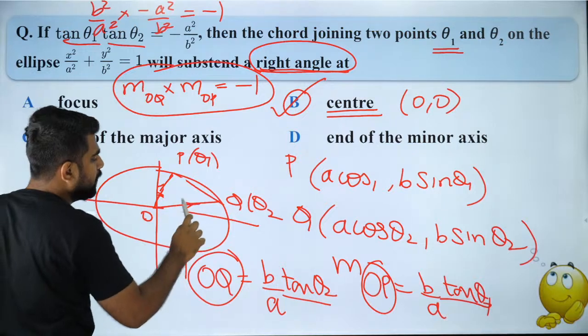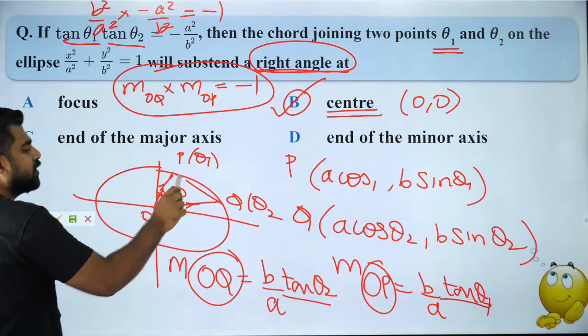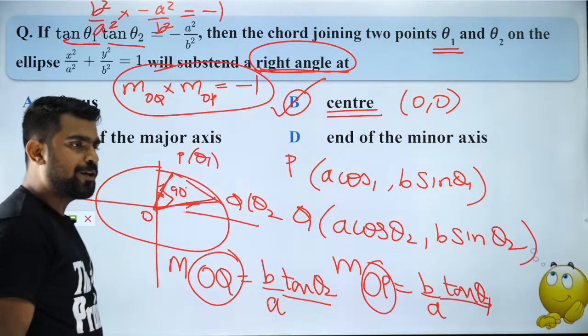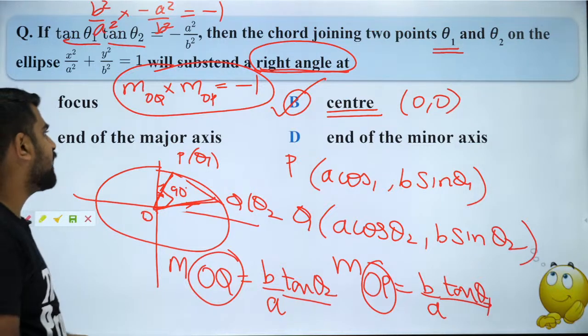So this is going to be perpendicular to that. Got it? So that is why the answer is the center. They subtend a right angle at the center. Got it? Very nice question, na? Yes, Albert Einstein. We will end it.